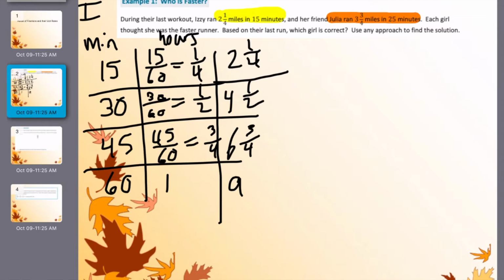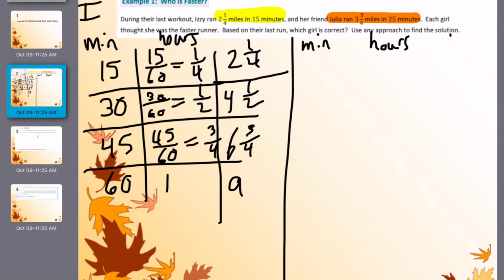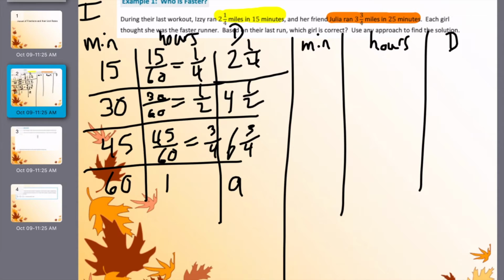Okay, so what about Julia? Let's think about Julia here. I'm going to do my time in minutes and then in hours again. Minutes, hours, D for distance, minutes, hours. So I know 25 minutes. I could probably figure out for 50 minutes, and I could figure out for 75 minutes if I wanted to.